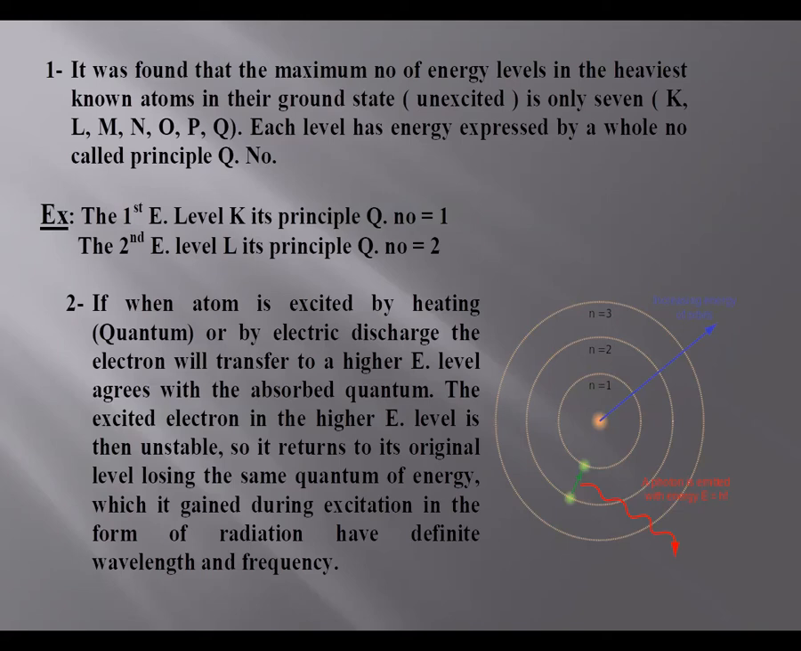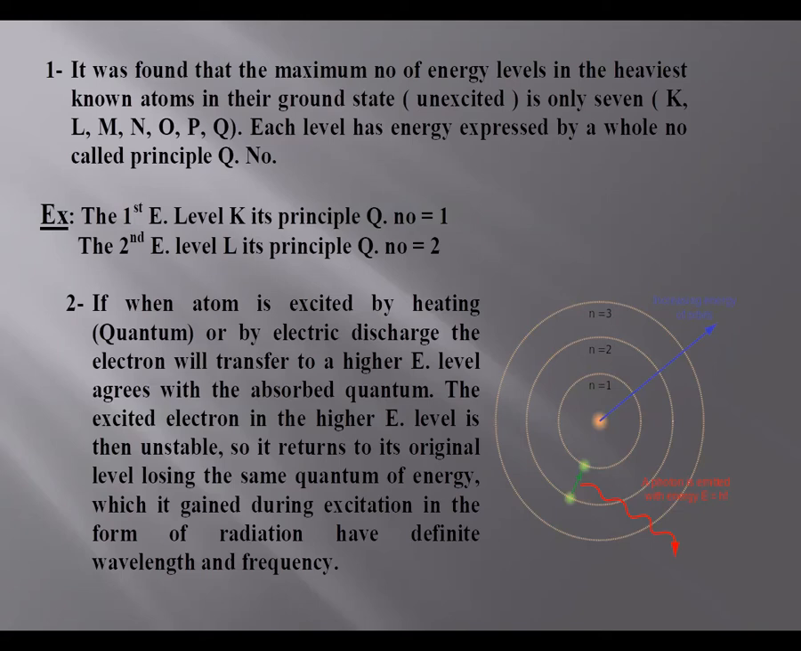If an atom is excited by heating, which means it takes a quantum of energy, the electron transfers to a higher energy level, absorbing the quantum. The excited electron in the higher energy level is then unstable, so it returns back to the original level, losing the same quantum of energy which it gained during the excitation, in the form of radiation with a definite wavelength and frequency.